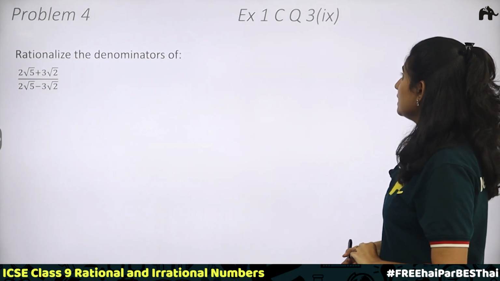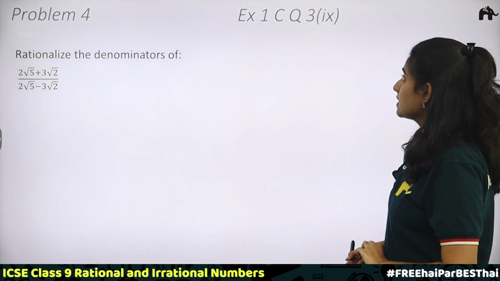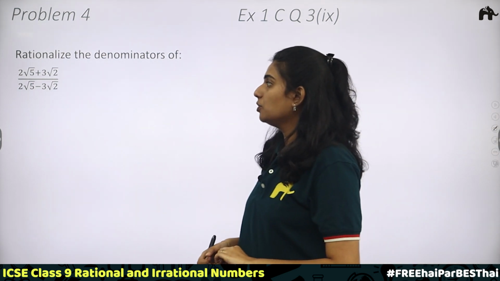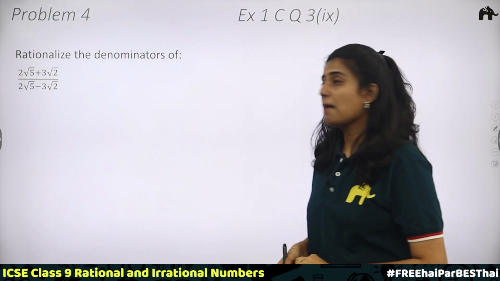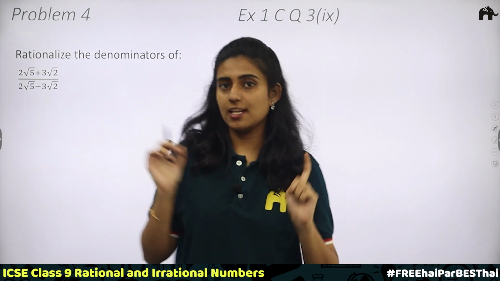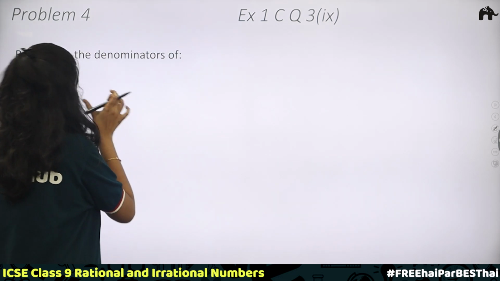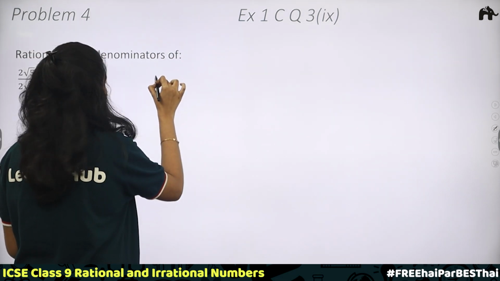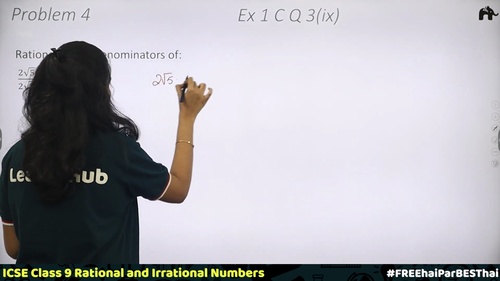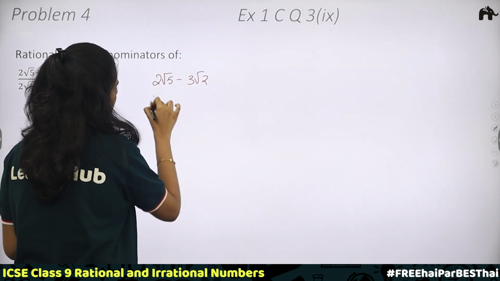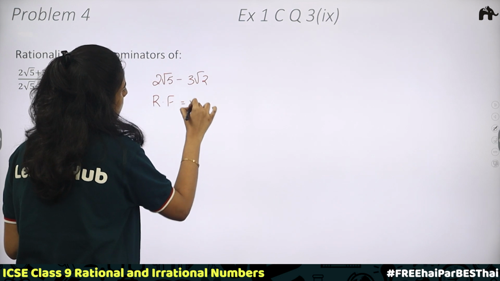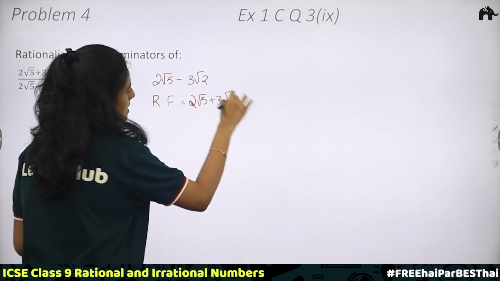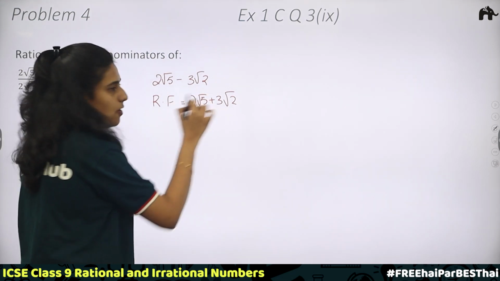Problem number 4, question 3, sub-question 9 of exercise 1C. Rationalize the denominator of 2 root 5 plus 3 root 2 divided by 2 root 5 minus 3 root 2. Okay. To rationalize the denominator, first we have to take the denominator and find the rationalizing factor. Here the denominator is 2 root 5 minus 3 root 2. Therefore, the rationalizing factor will be equal to 2 root 5 plus 3 root 2, just changing the sign. This negative sign becomes positive sign.